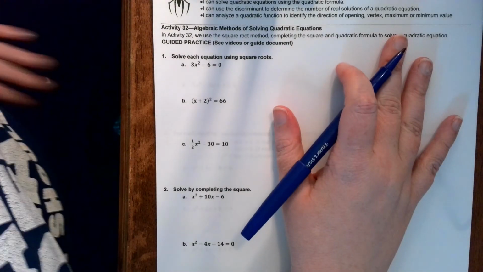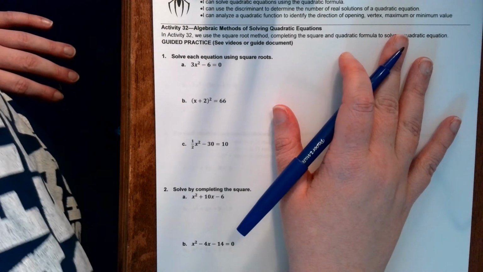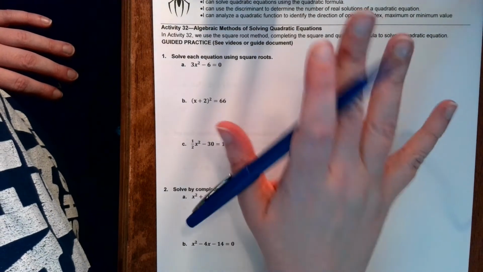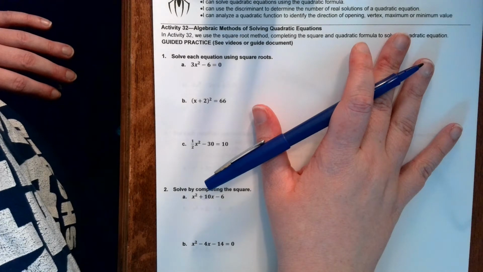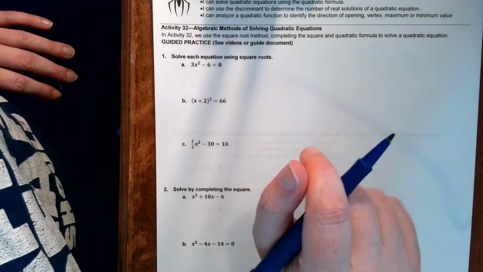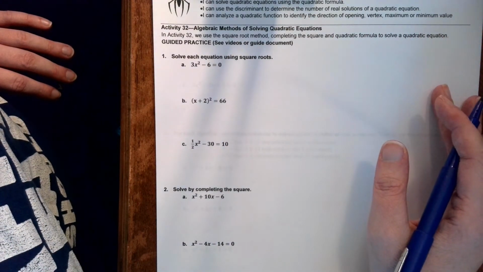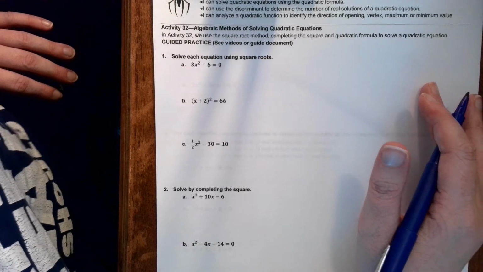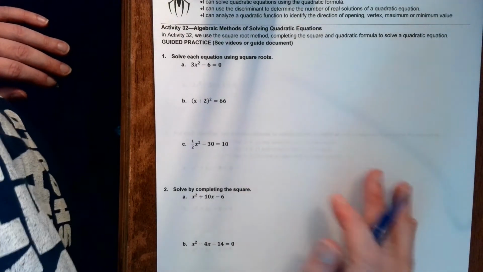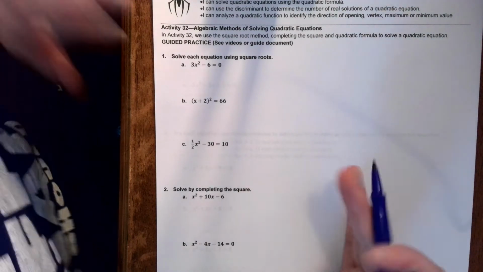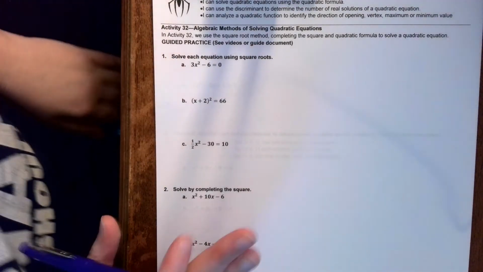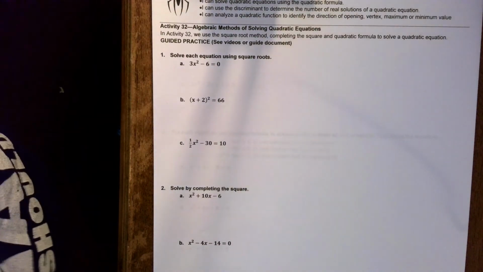All right, good morning. This is activity 32 from our Unit 5 review. It's our last review. And actually, I know some people this is going to be a review for, some people this is going to be brand new. And for my kids, it's going to be kind of a mix of both, because we did cover solving with square roots, we did not get to completing the square. So we're kind of in the middle.